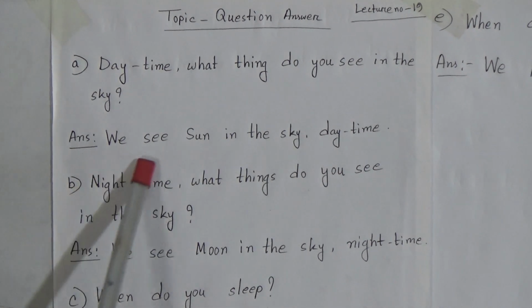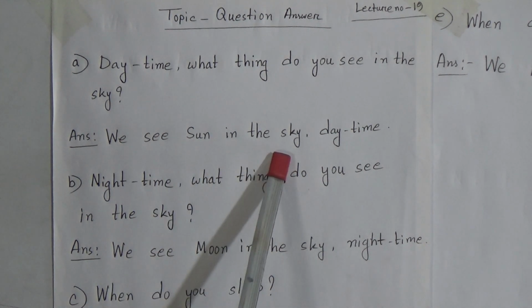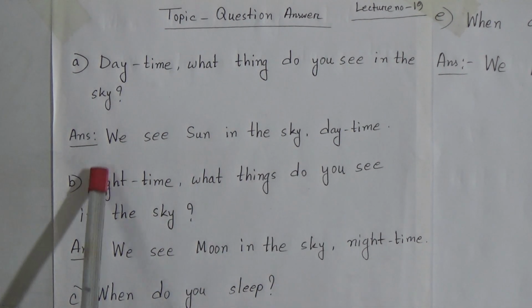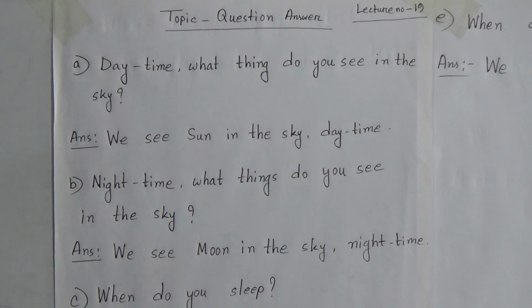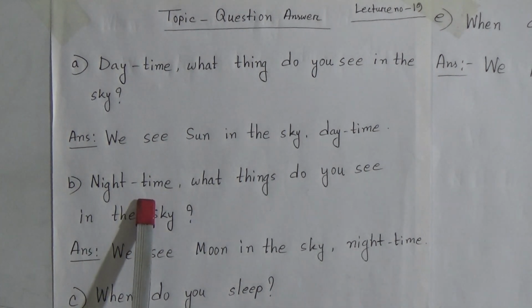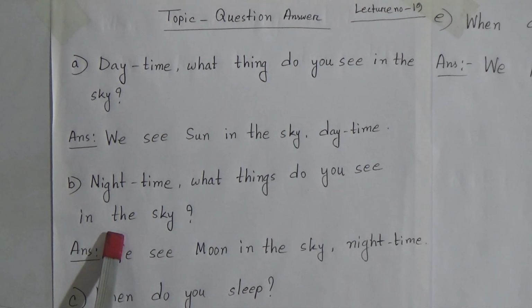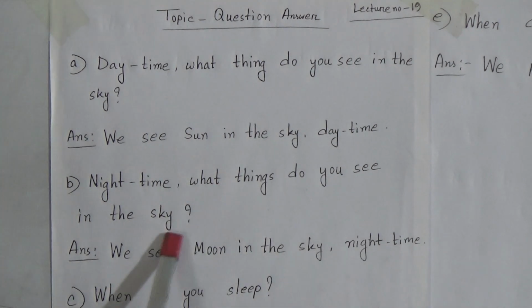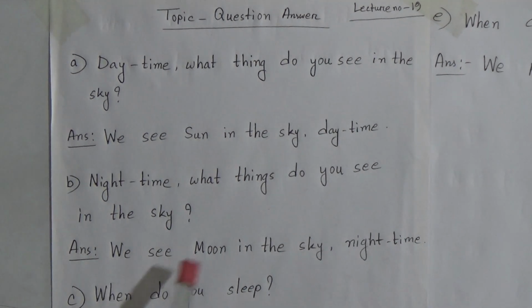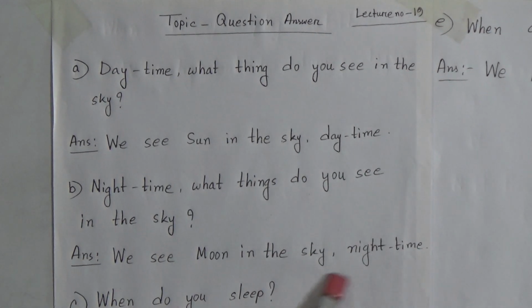The answer is we see sun in the sky in daytime. And the B number question is: in nighttime, what things do you see in the sky? The answer is we see moon in the sky in nighttime.